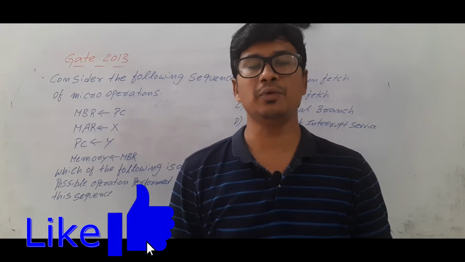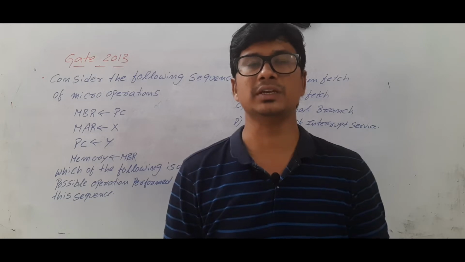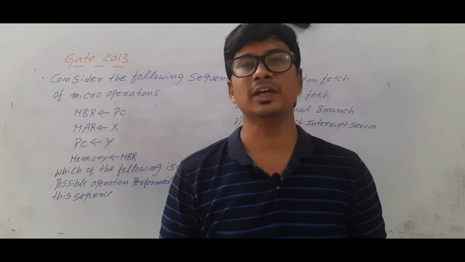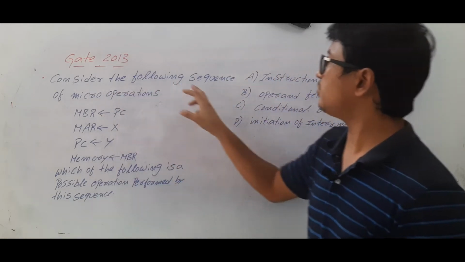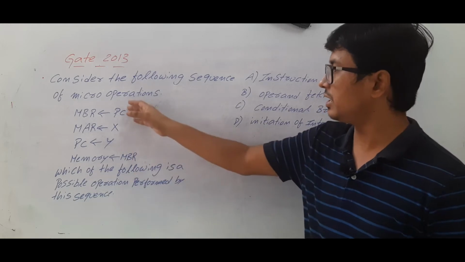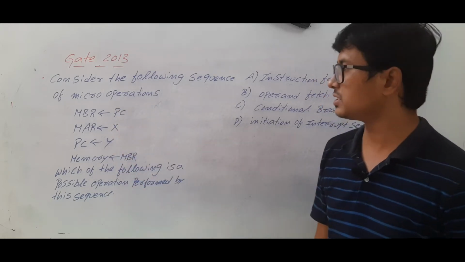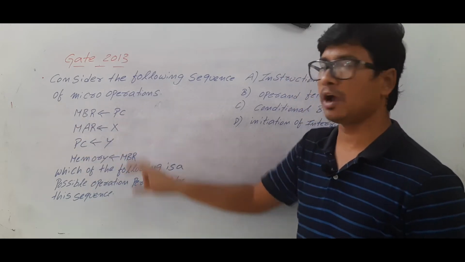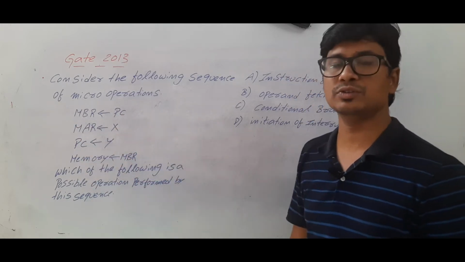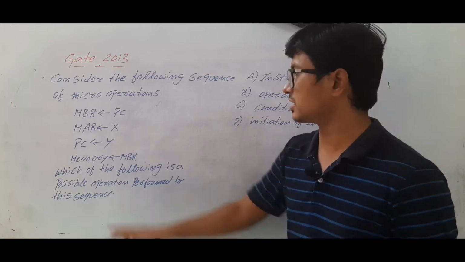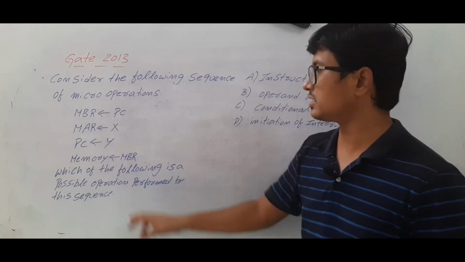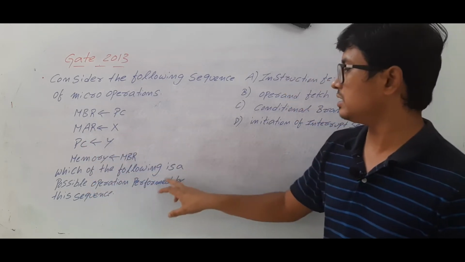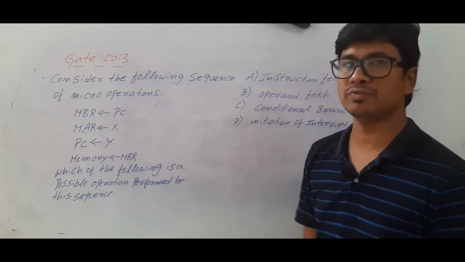In this video, I want to discuss one of the GATE questions which came in the year 2013. First let me read out the question, then we will solve it. Consider the following sequence of micro operations. They have given 4 micro operations and they have given MBR, which is a memory buffer register. We have the program counter, which is used to store the address of the next instruction, and we have the memory address register. Which of the following is a possible operation performed by this sequence?